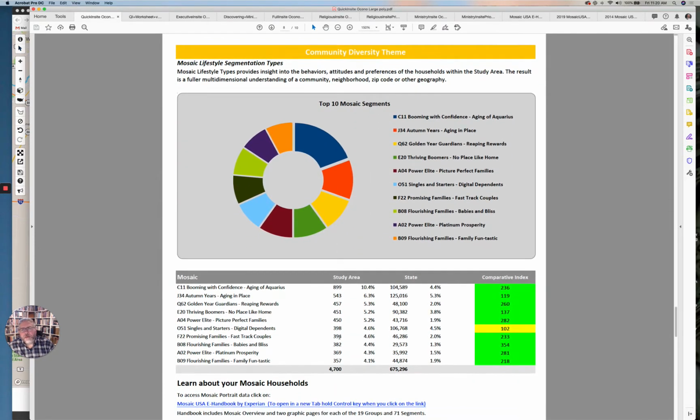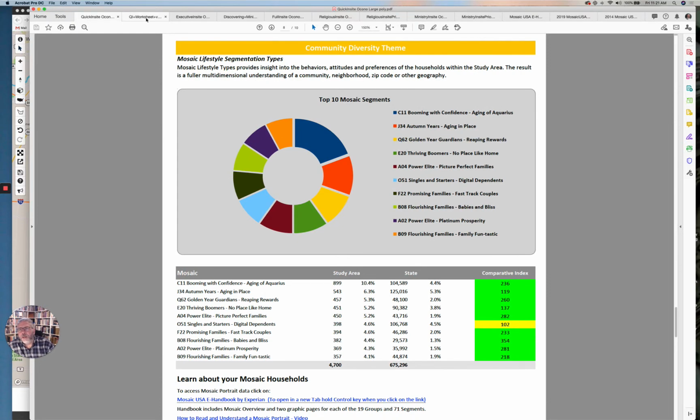Then it breaks down, and we'll get to this in a little bit. This is the community diversity. These are the quadrennium reports out of Experian, and how it's broken down according to even more specific segments. We'll talk about that more later.